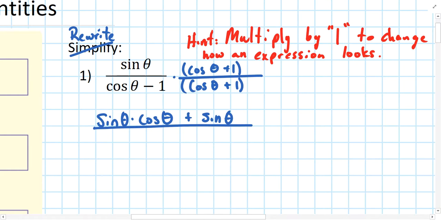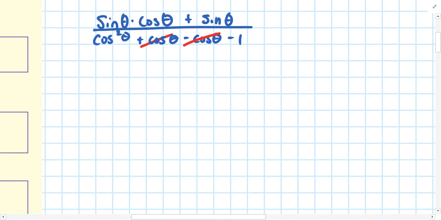In the denominator, we have basically this binomial times another binomial, so we end up with cosine theta times cosine theta, which is also cosine squared theta. On the outside, we get a positive cosine theta times 1, then negative 1 times cosine theta, so minus cosine theta, and then at the end, minus 1 times positive 1, which is negative 1. Hopefully you'll notice that this plus cosine theta and minus cosine theta immediately cancel each other out, so we'll go ahead and do that.